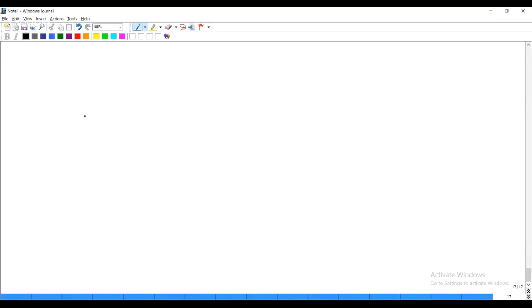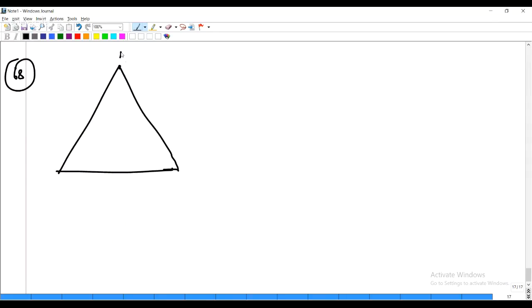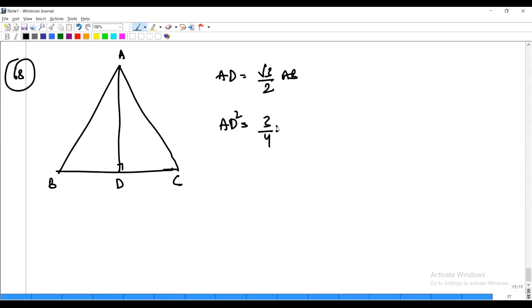68. For an equilateral triangle, AD is the height, he is saying. Then he is asking the relation between AD and AB. I would say AD is equal to root 3 by 2 into AB. Square on both sides. AD square is equal to 3 by 4 of AB square, which is 4 AD square is equal to 3 AB square. That's the answer.